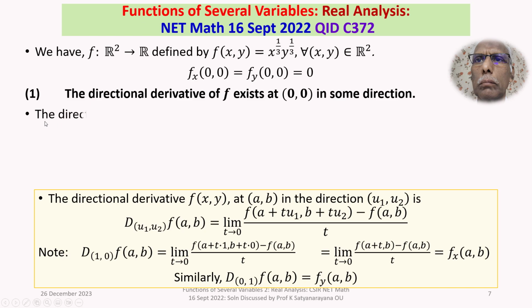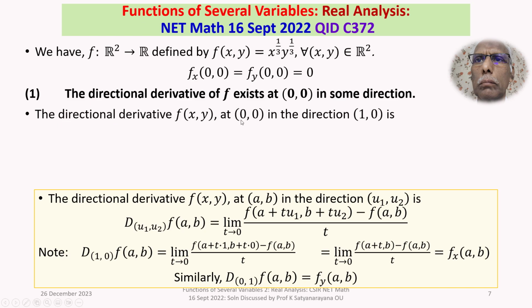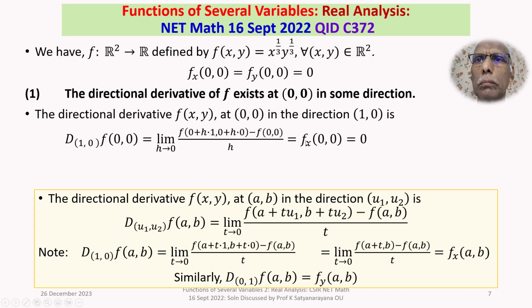So now the directional derivative of f(x, y) at (0, 0) in the direction of (1, 0) is precisely fx. We have seen here, that will be fx at (0, 0), and that is 0, and it exists. In some direction, in the direction of (1, 0) along the x-axis, it exists. Therefore, our option 1 is true.